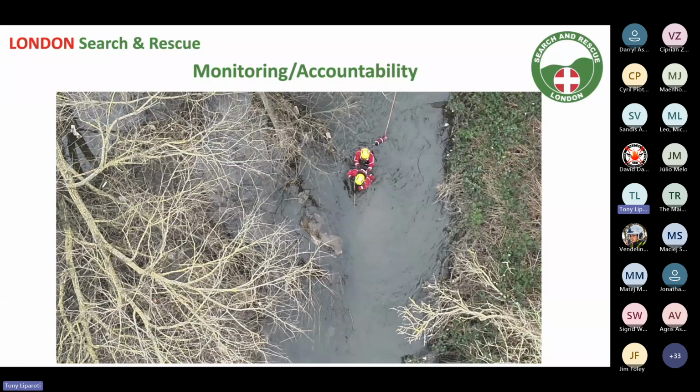This is another video that I did during a finding which concerned me. I wasn't sure what this object was in the water, so we decided to deploy the water team to do a physical and direct inspection.